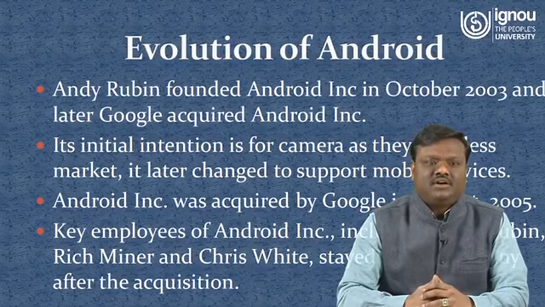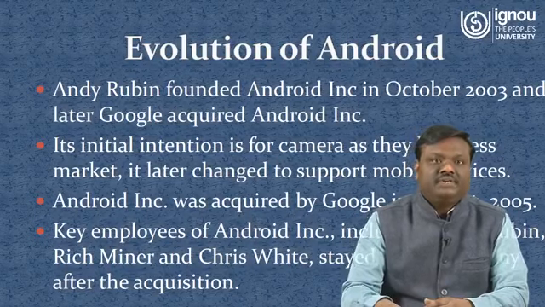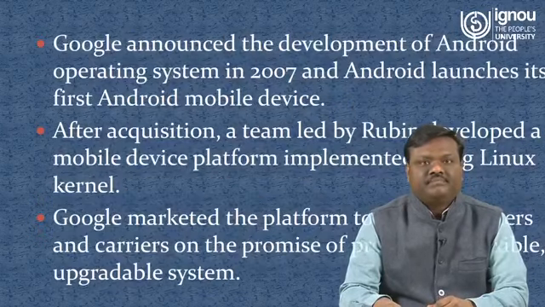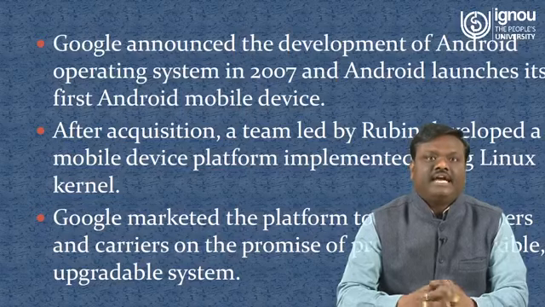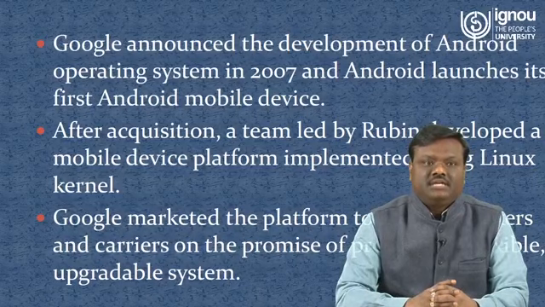Key employees of Android Incorporation, namely Andy Rubin, the founder, Rich Miner, and Chris White, stayed at the company after the acquisition. So they were working with Google during the development of the Android operating system. Google announced the development of the Android operating system in 2007, and Android launched its first mobile device. After the acquisition, a team led by Rubin developed a mobile device platform implemented using the Linux kernel.